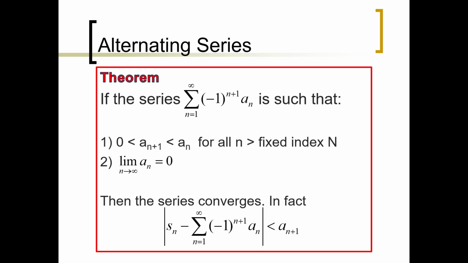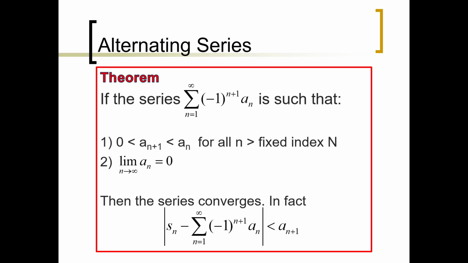That gives us this theorem. If the alternating series is such that the positive portion is always decreasing after some index, and they're always positive, and the limit of that little positive portion goes to 0, then you can say that the series converges.